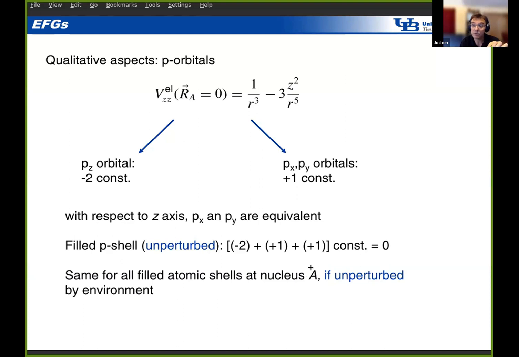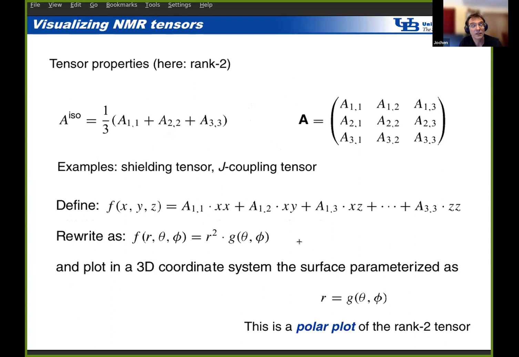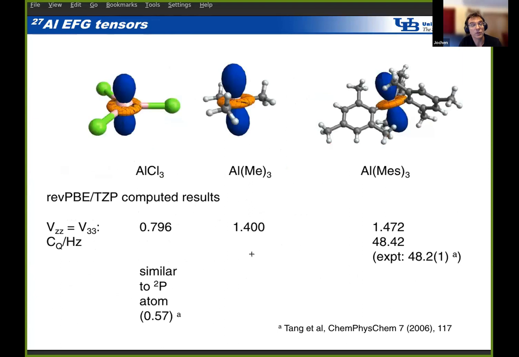So the analysis will then focus, and we've done this numerous times in subsequent publications, on the slight imbalances in the occupations of these orbitals to explain how a certain field gradient arises and how you can explain its magnitude. Maybe I will skip this because I want to have time to perform the demo.